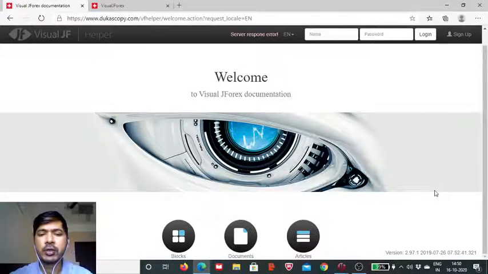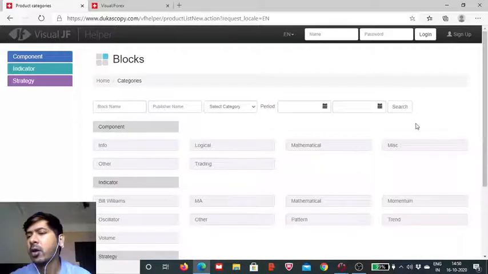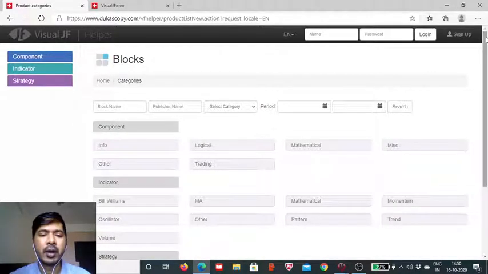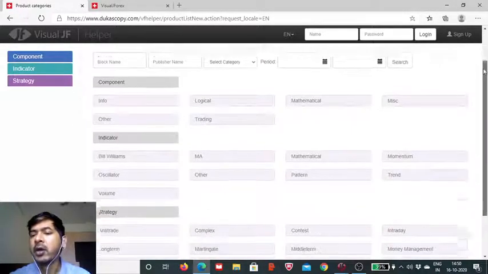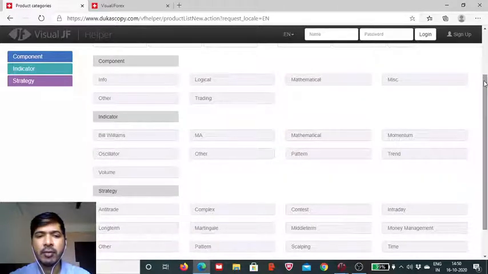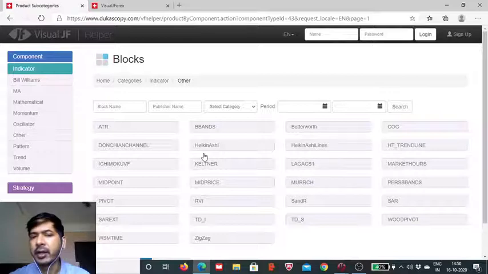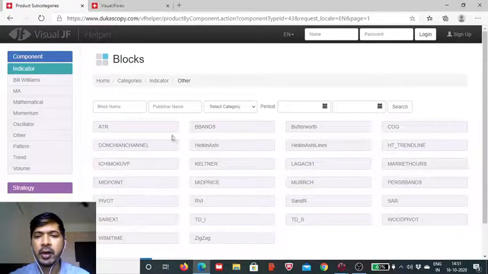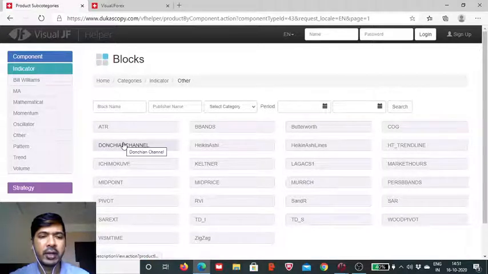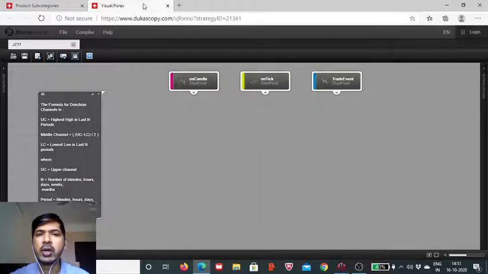In today's session of Visual JForex, I will be explaining to you the use and implementation of the indicator named Donchian channel on the Visual JForex platform. This indicator is part of the other classified indicator. These are all the indicators we have seen so far. Now, in today's session, it's the turn of Donchian channel. So let us go to the Visual JForex board developed by the Dukascopy Bank SA.